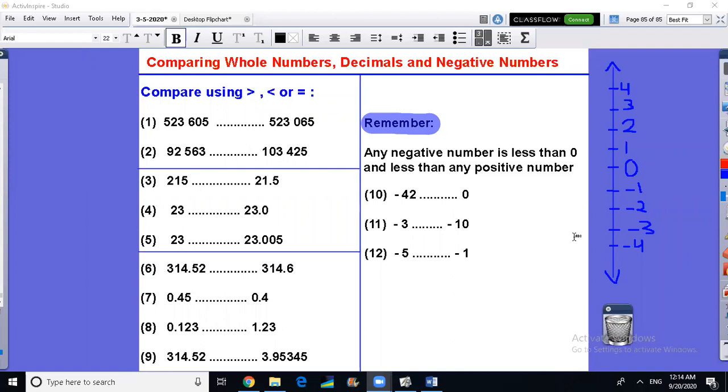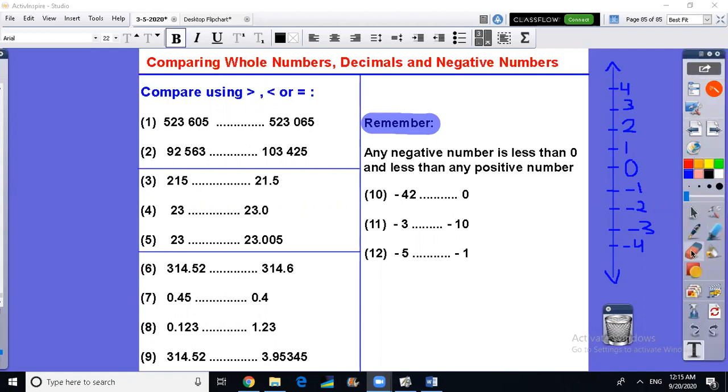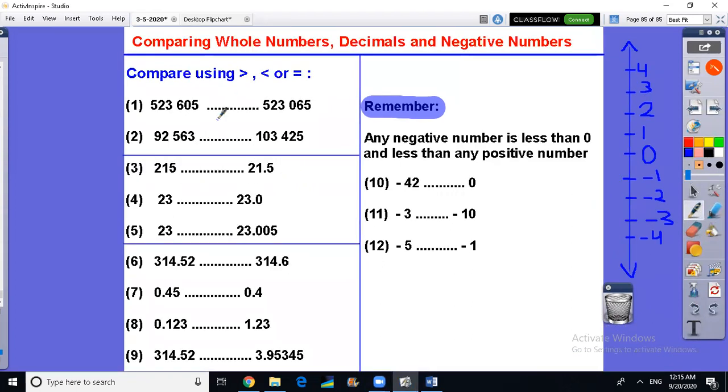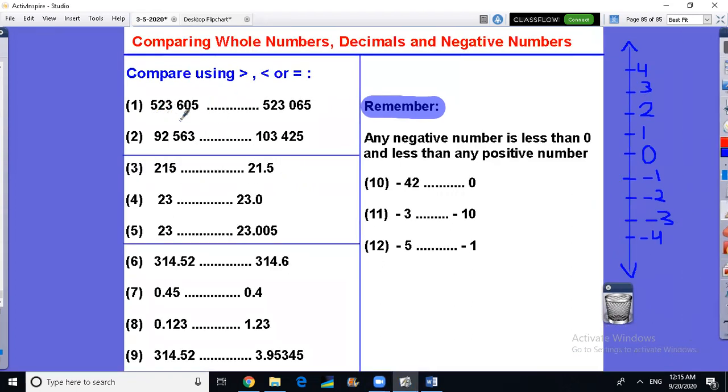In today's lesson, we're going to learn about comparing whole numbers, decimals, and negative numbers. All right, let's have a look at the first section, which is comparing a whole number with another whole number. So, for example, the first number that we have here is 523,605, and here is another number in front of it.